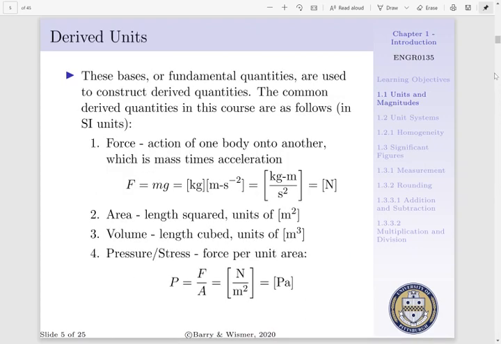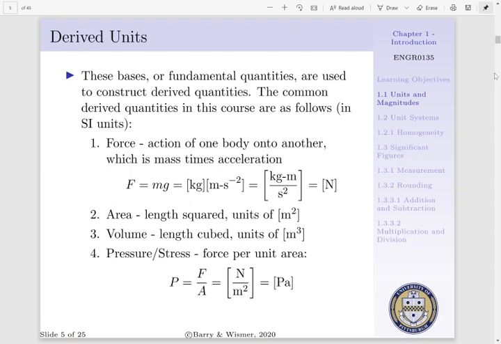Now, derived units are very important. These units are based upon fundamental quantities and are able to express more complicated terms. The most common derived quantities in this course are as follows. Force. Force is the description of the action of one body onto another, and we can have surface and body forces. Now, force is described as mass times acceleration.